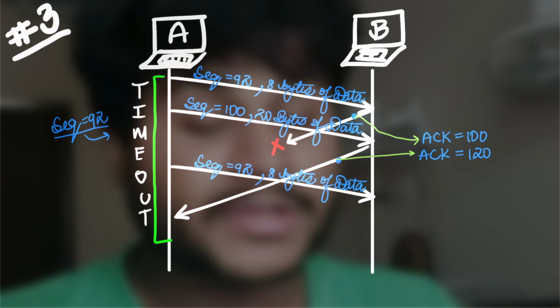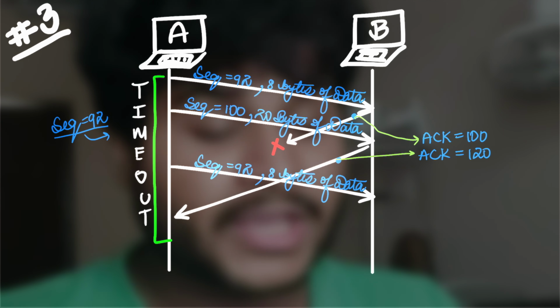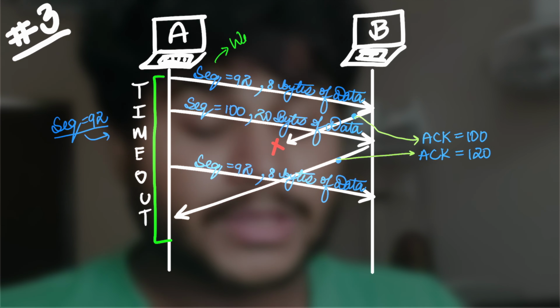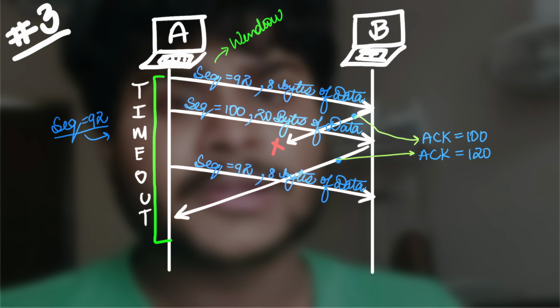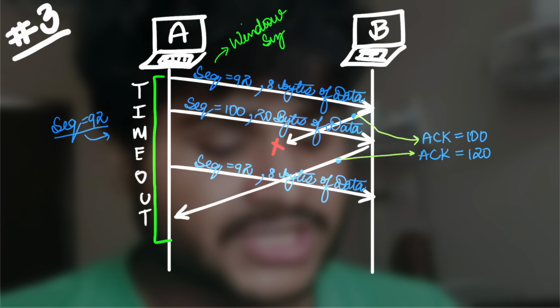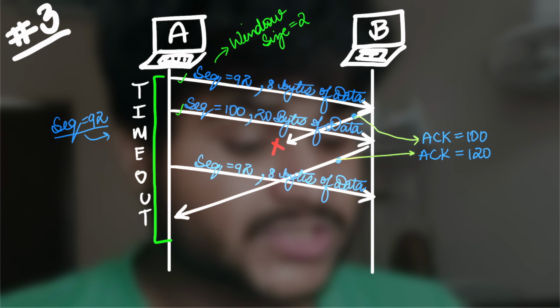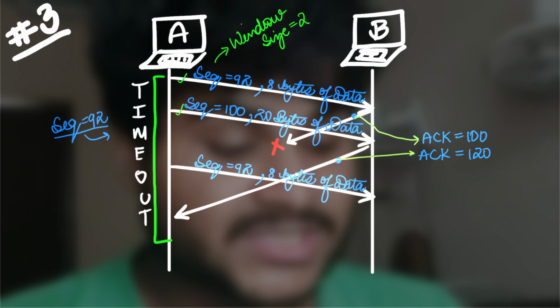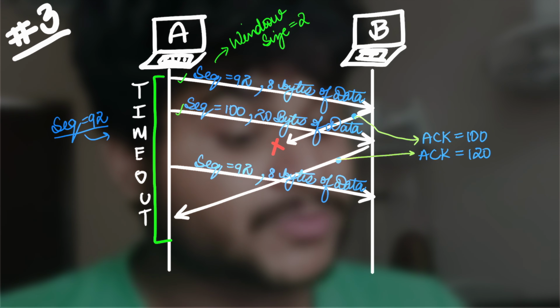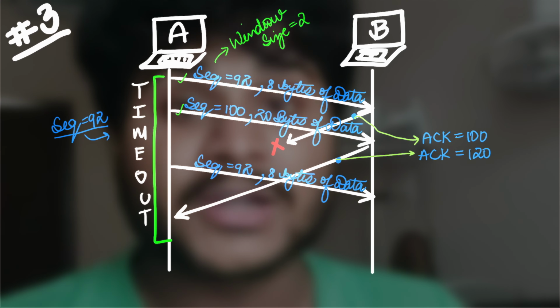So let us talk about example number 3. Here also A and B are communicating with each other, and window sizes too. A similar previous example, but with a small change. Sequence number of 92 and 8 bytes of data has been sent, and sequence number of 100 and 20 bytes of data has been sent to host B. Acknowledgement of 100, that is for sequence number 92, and acknowledgement of 120, that is for sequence number 100, have been created and sent back to A.